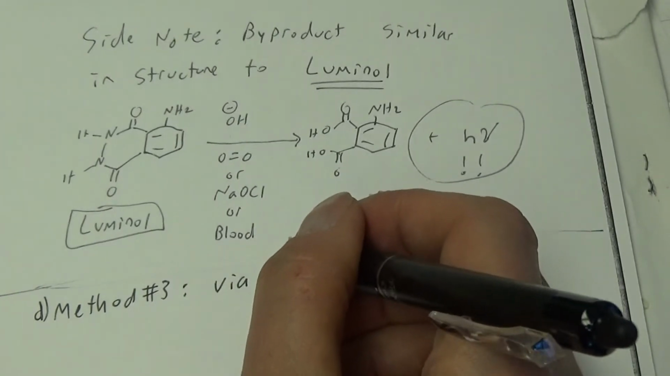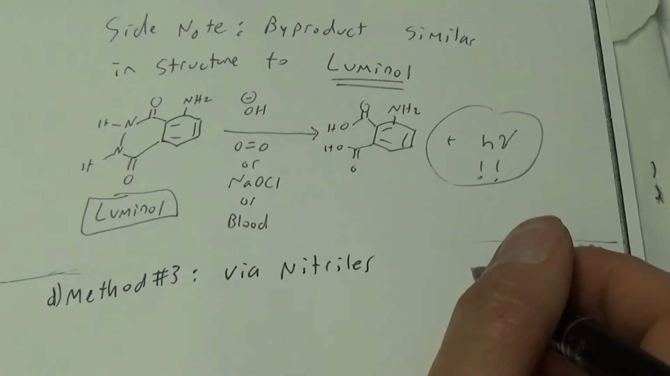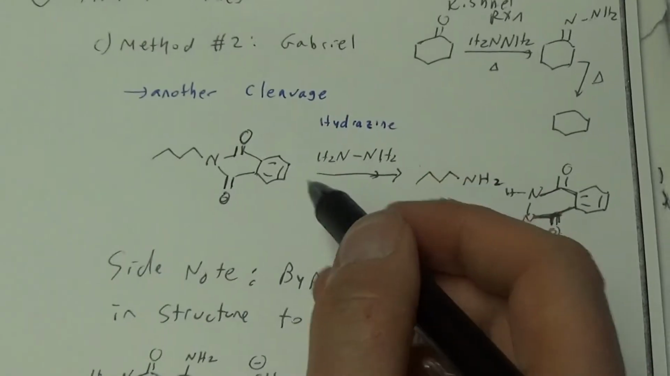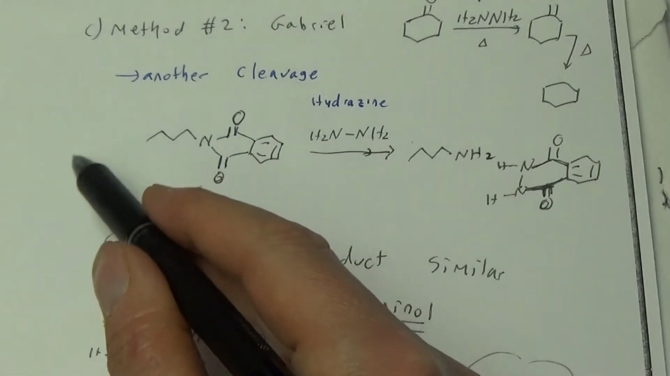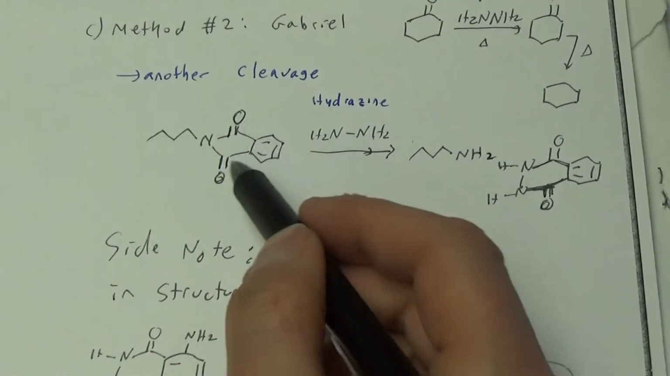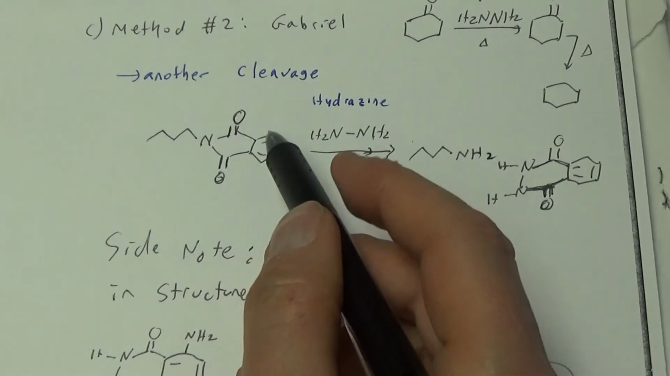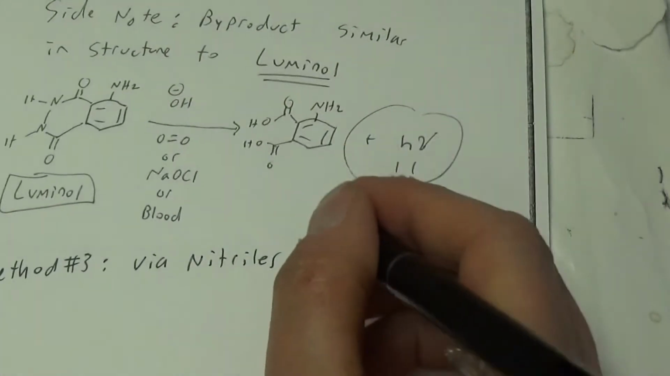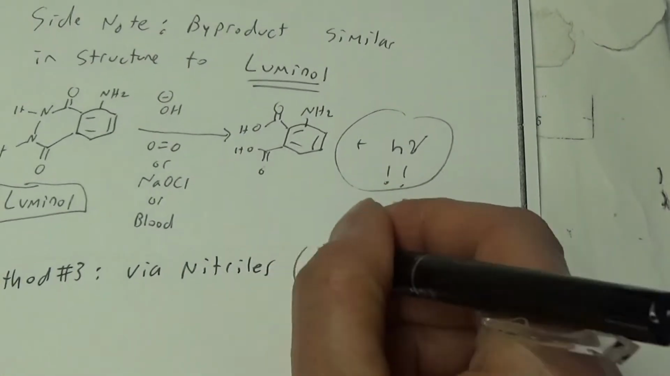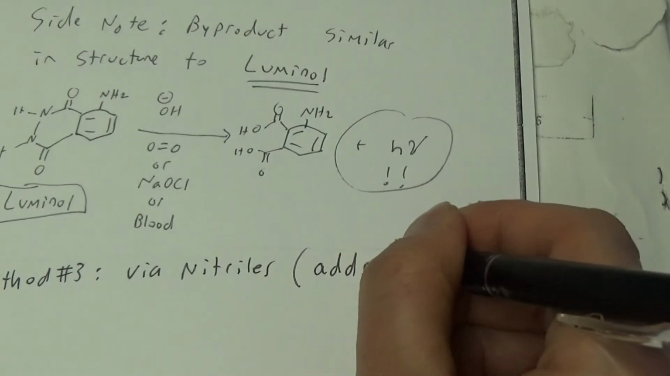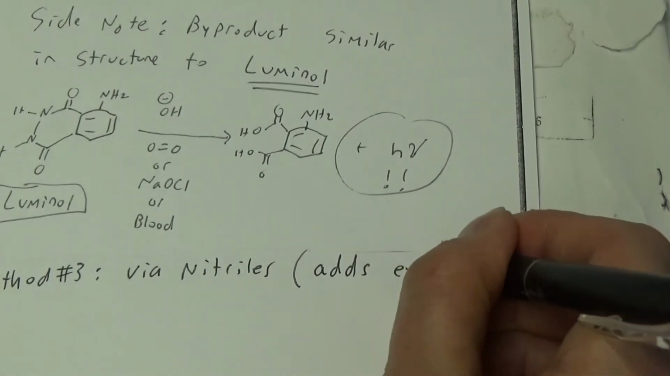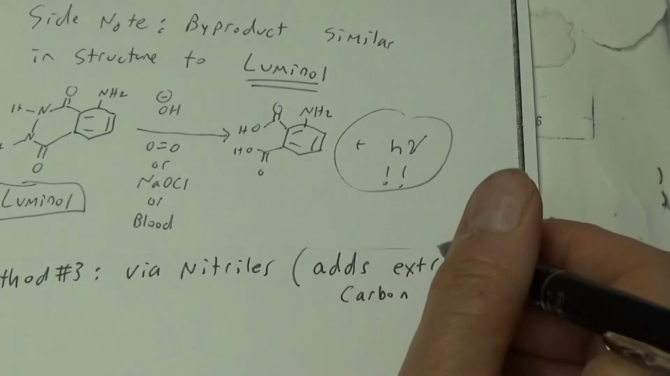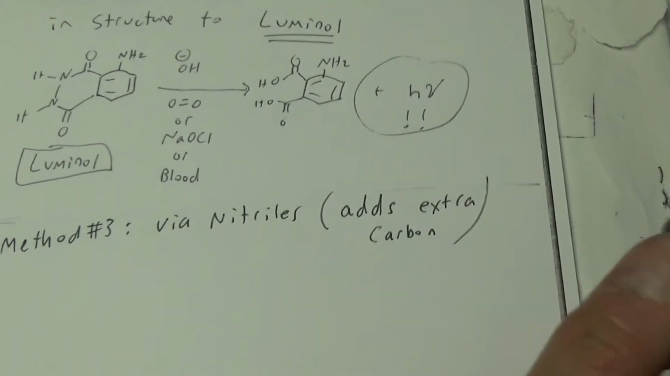The thing about using a nitrile to accomplish this, you know how we started with the bromide and made a phthalimide type thing, and then we cleaved off the phthalimide. The thing about a nitrile is that it adds an extra carbon. So it's cool because it does what we want to do, but it does add an extra carbon. So you have to be aware of that when you use this reaction.